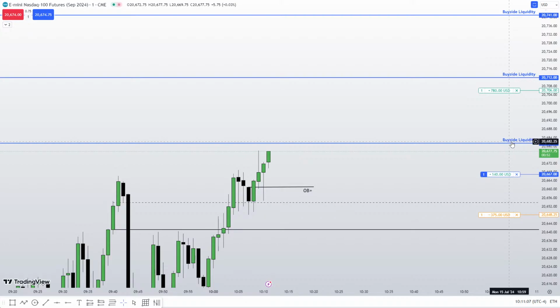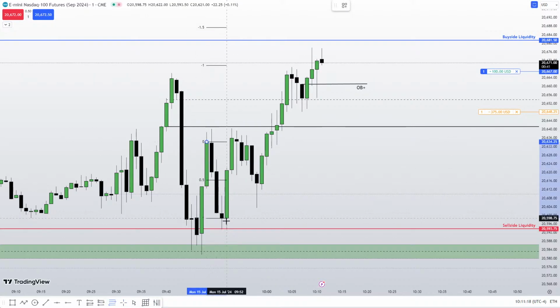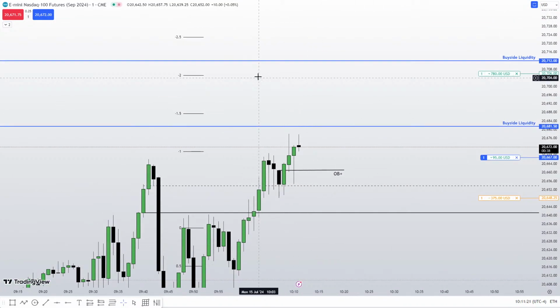So this buy side liquidity will be targeted right now. Then this -2 standard deviation, from this 3 down close candle. I'm going to mark this -2 and then this buy side liquidity.